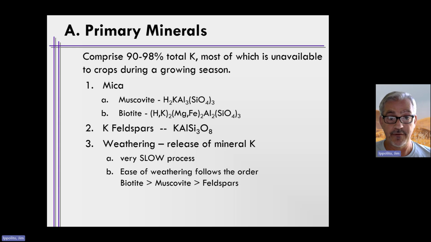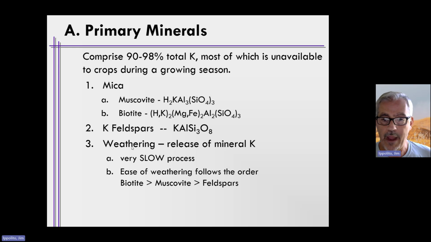They are comprised of micas, which are muscovite or biotite. I'm not expecting you to remember these or the chemical composition or formula of each one of these, but if you look at the chemical composition, these micas have potassium present in them. Another primary mineral is potassium feldspars, all right? Potassium aluminosilicates. That's what these are. They contain potassium.